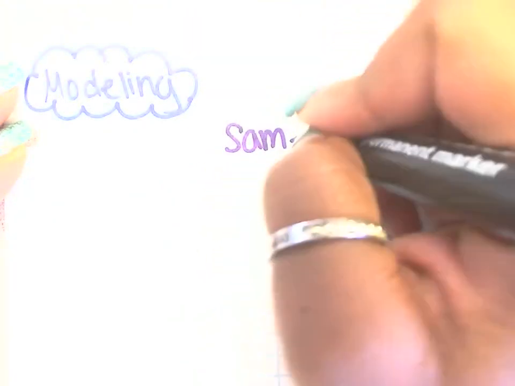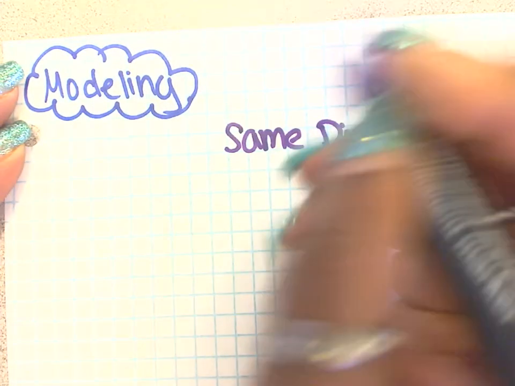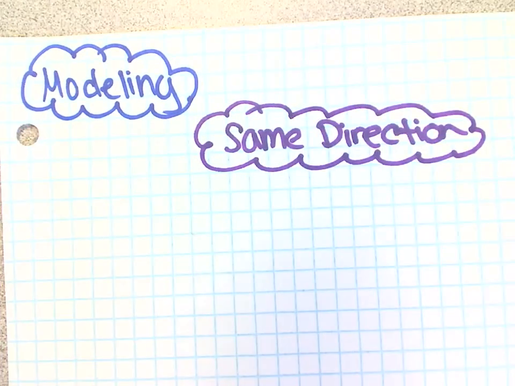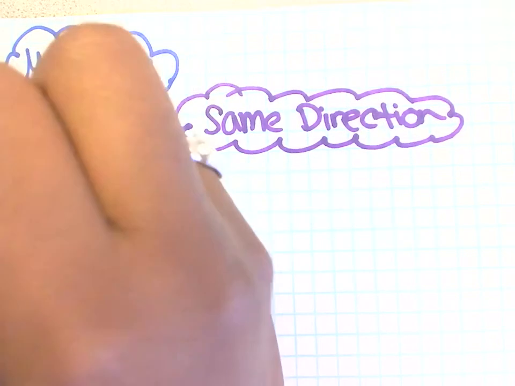So today you might get a problem that talks about objects or things going in the same direction. So let's put same direction. I'll teach you same direction first. Same direction. Write that down. Here we go. It's kind of long. You're going to bear with me and we're going to be linguistic.